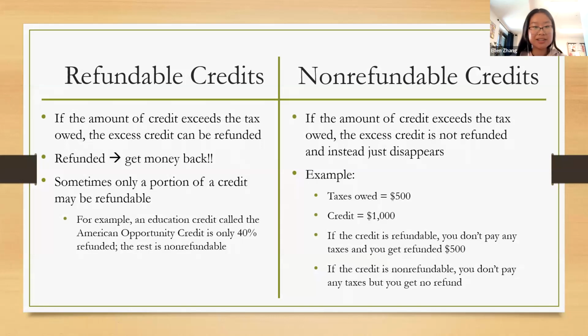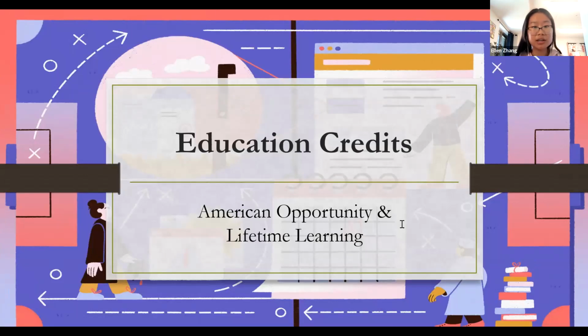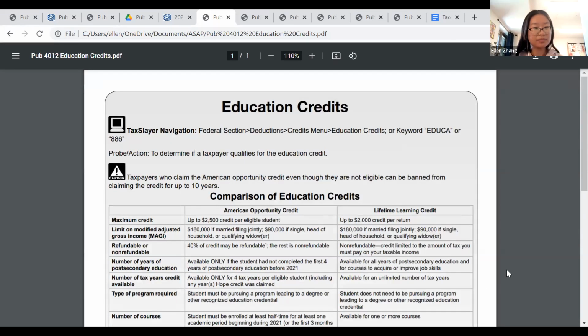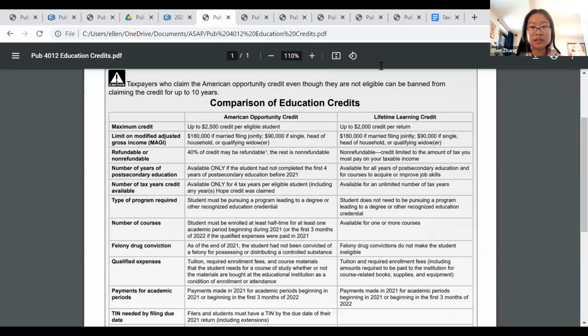So we're gonna talk about some credits. I think personally the most relevant credits are some education credits. There are only two, the American Opportunity Credit and the Lifetime Learning Credit. So let me share my screen so that we can see a very nice comparison chart of the two. So here's the education credits. We have the American Opportunity Credit on the side here and the Lifetime Learning Credit.